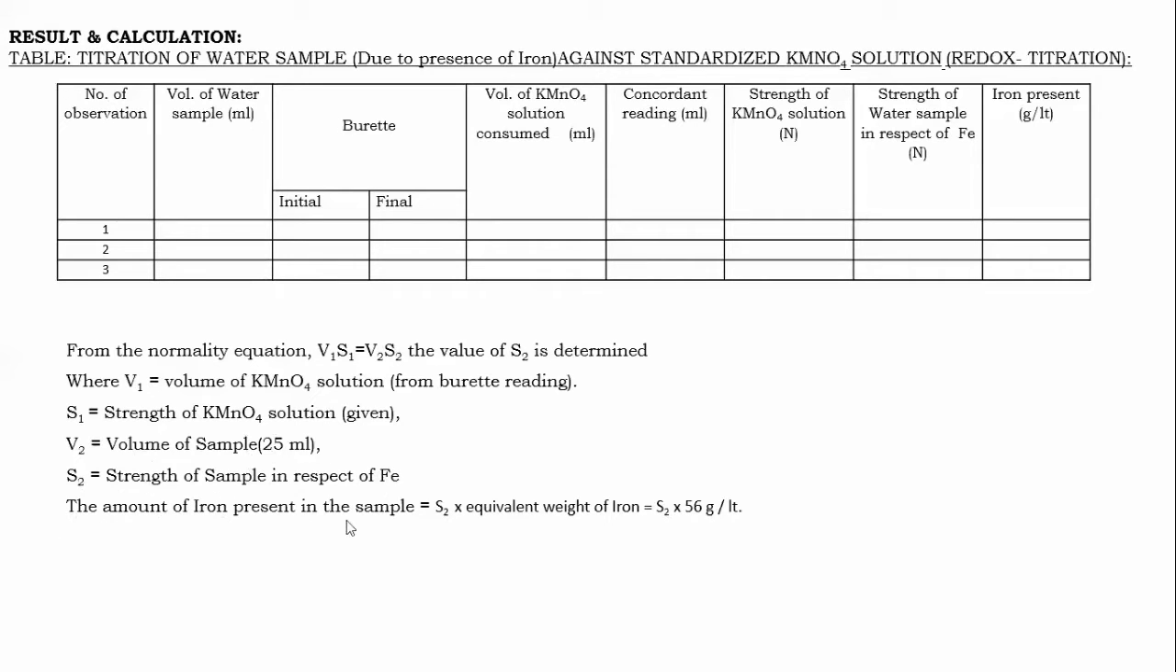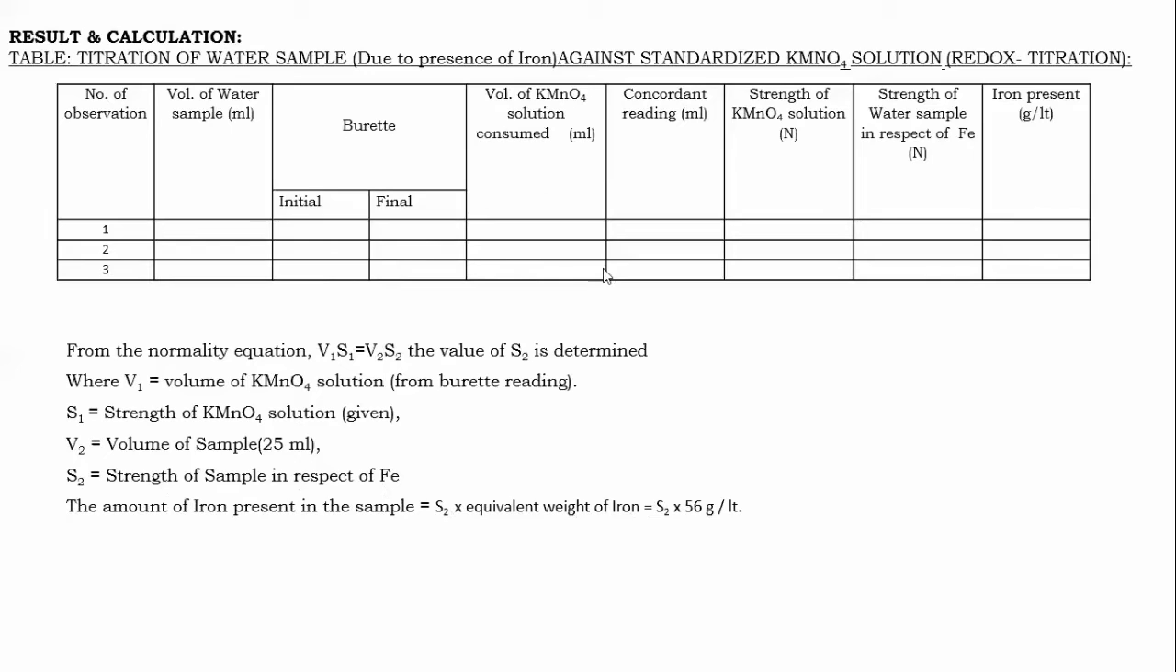Through this, the amount of iron present in the sample is S2 multiplied by the equivalent weight of iron. Equivalent weight of iron is 56, you know that. So don't write S2 after knowing the value; you have to put the value instead of S2, whatever strength is coming. So that strength into 56, that much grams per liter is coming. So this is the amount of iron which is present in your sample.